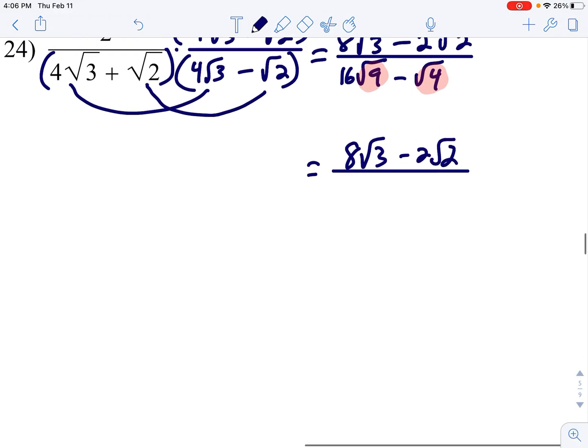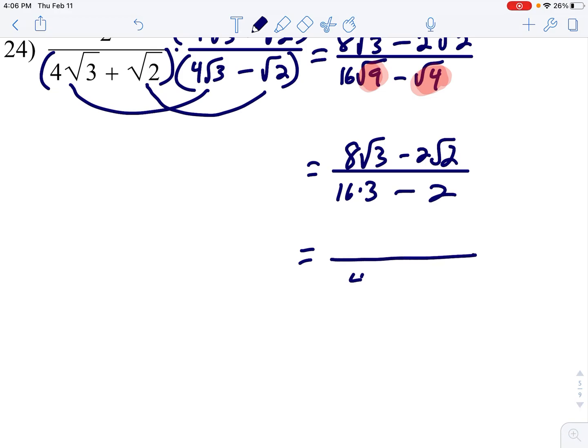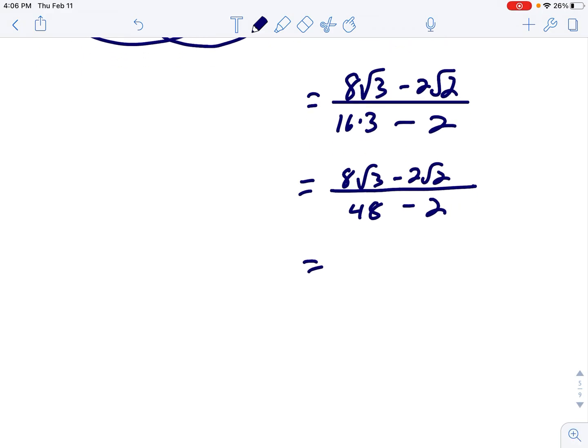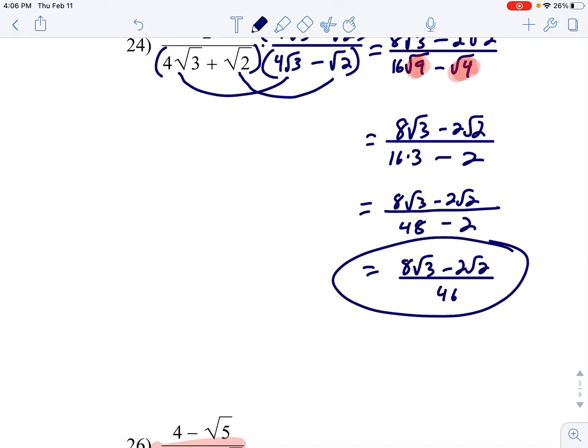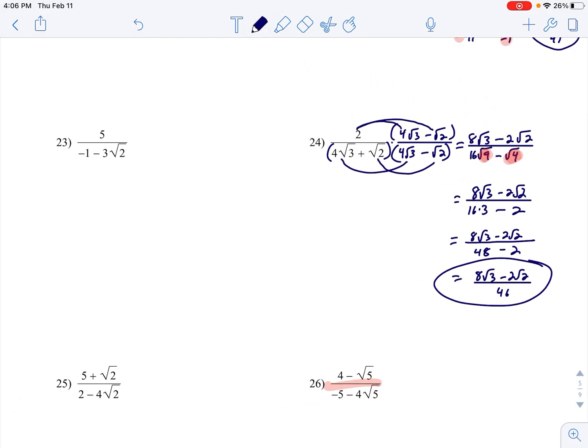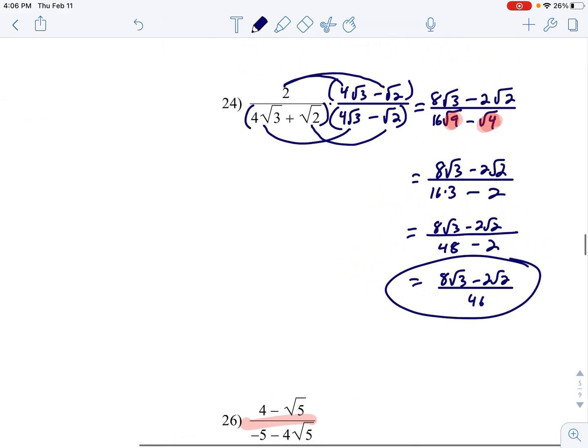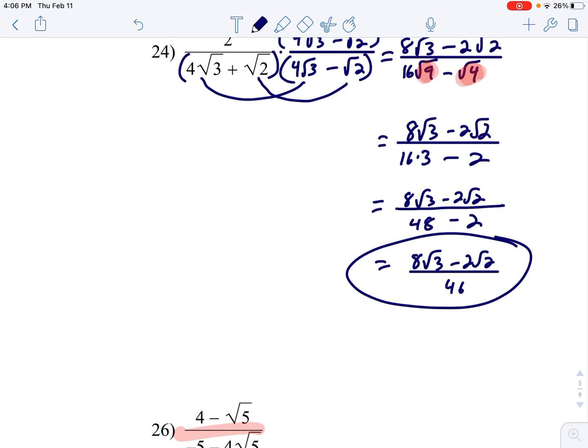But the bottom, this turns into 16 times 3. The square root of 9 is 3. And then minus 2. The square root of 4 is 2. Continue to work that out. 16 times 3 is 48. And I'll just copy this down. And then finally, 48 minus 2 is 46. And then it's 8 square root of 3 minus 2 square root of 2. So a lot of steps. Some things look complicated. The better you are at mental math, I think the easier this is, but there's parts of this that I don't think are ever going to be viewed as easy.